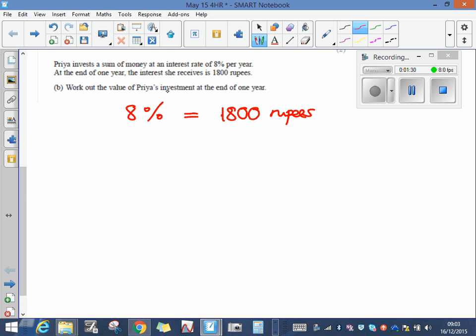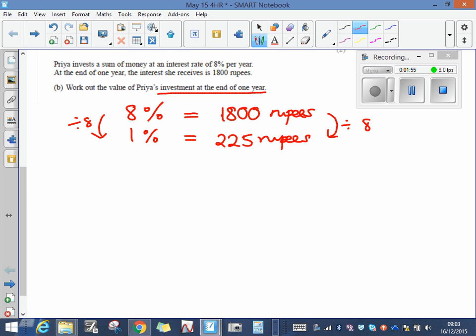Right, let's have a go then. We want to work out the value of her investment, not just the interest. But if we can work out the interest, then we should be able to work out what she had originally. So 8% is 1,800 rupees. If we want to work out what 1% is, then we divide that by 8, and so we also divide the 1,800 rupees by 8. And we end up with 225 rupees.